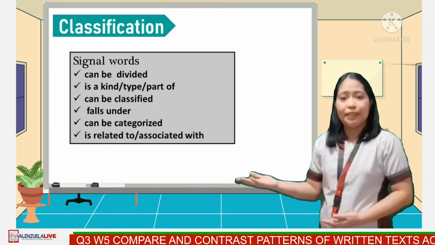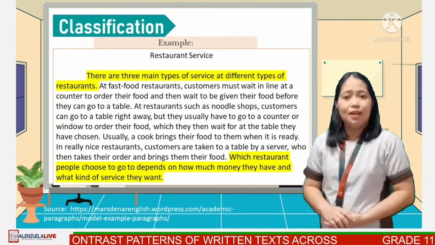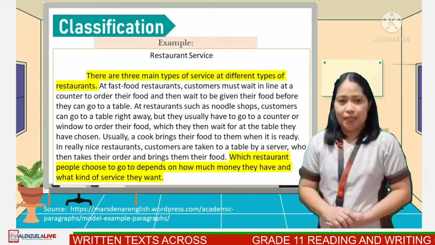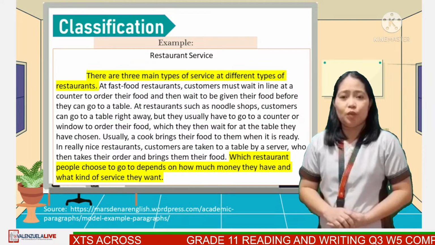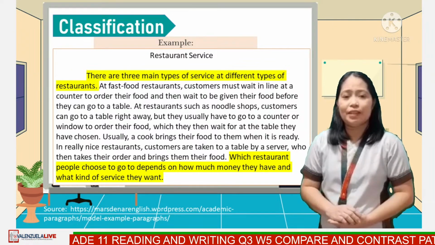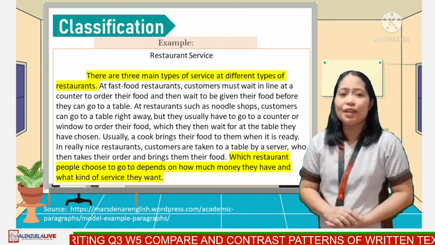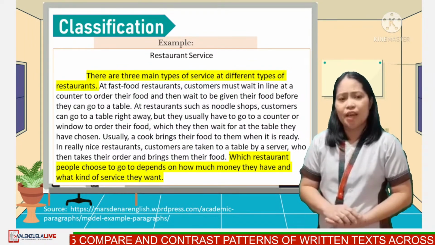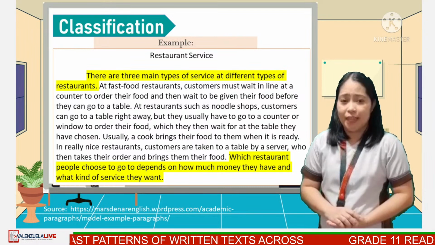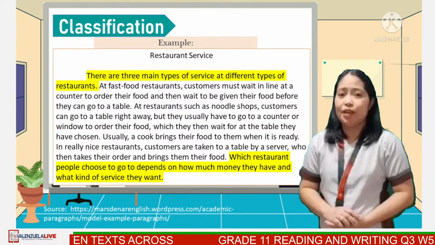These are the signal words that we may use in classification pattern. In this example, the writer introduced the paragraph with a topic sentence that indicates the subject that will be categorized, the 3 different types of services from different types of restaurants. The supporting sentences identify the different categories with an explanation as to what makes the category different from other categories. And lastly, the writer concluded the paragraph with a sentence relevant to the given categories.